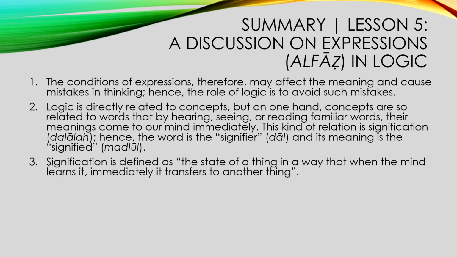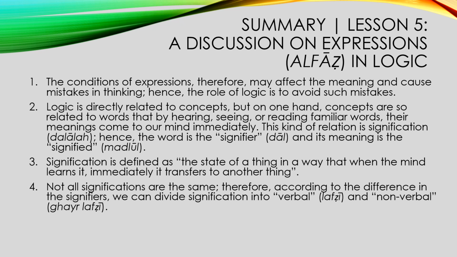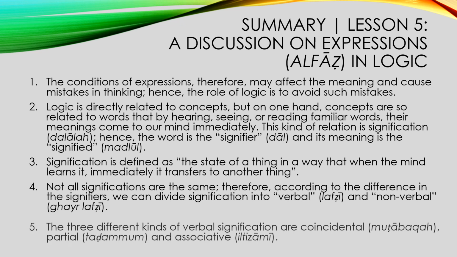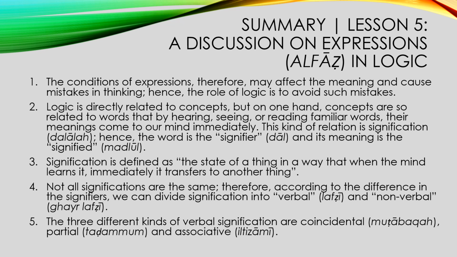Number 3, signification is defined as the state of a thing in a way that when the mind learns it, immediately it transfers to another thing. Number 4, not all significations are the same. Therefore, according to the difference in the signifiers, we can divide signification into 1, verbal or lafzi, and 2, non-verbal, or غير لفظي. Number 5, the 3 different kinds of verbal signification are coincidental or mutabaqah, partial or tadammum, and associative or iltizami.